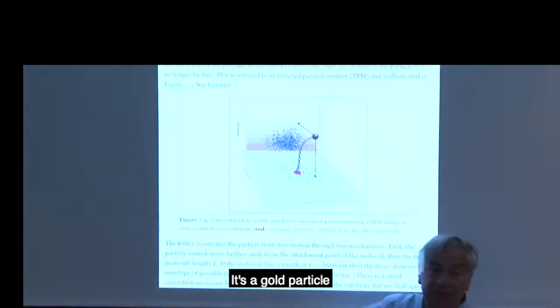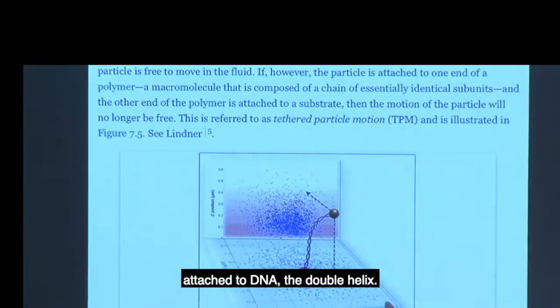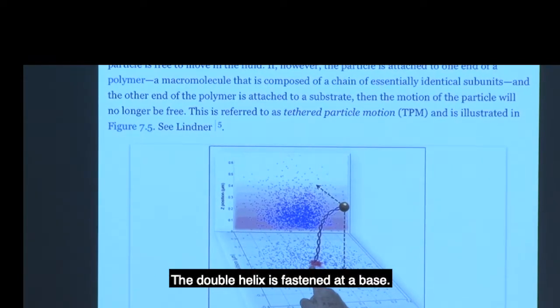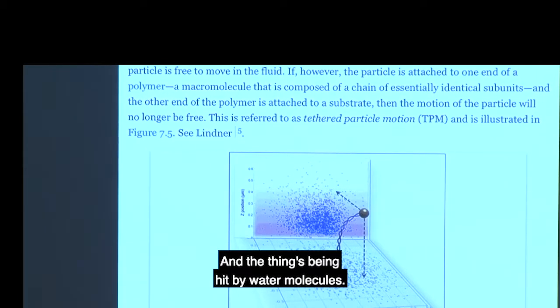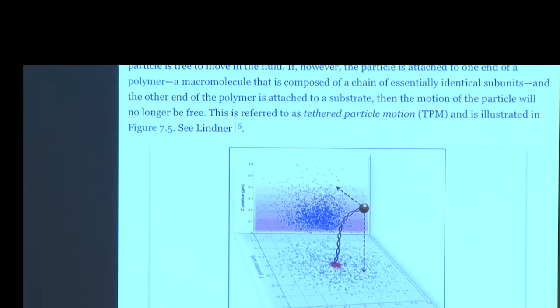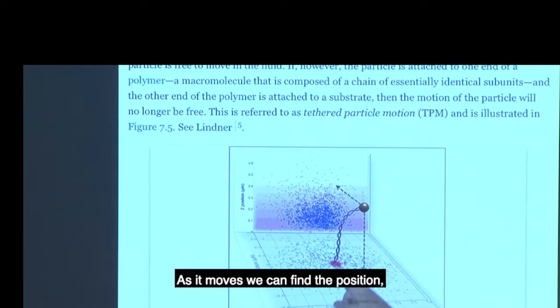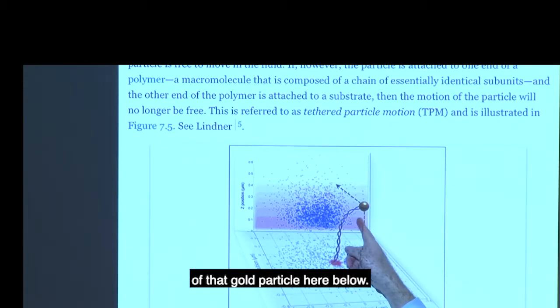It's a gold particle attached to DNA, the double helix. The double helix is fastened at a base, and the thing's being hit by water molecules. So it'll start moving around, right? And as it moves, we can find the position in X, in Y. In fact, we can find it in Z. But we'll only record its XY positions of that gold particle here below.